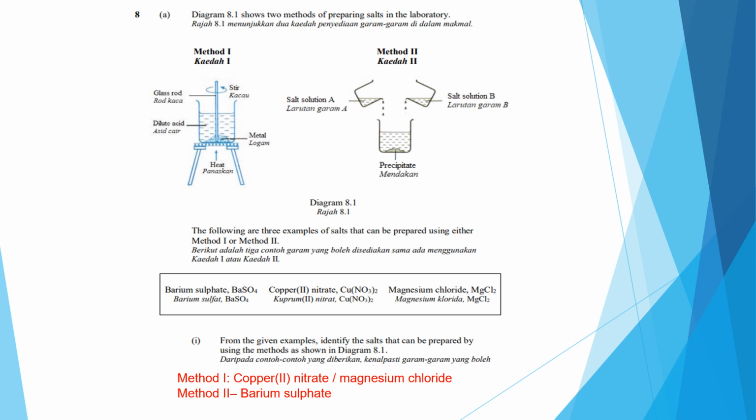For this question, we have to choose the method used for the example of the salt given. We know that method 2 is used for an insoluble salt. So we know that barium sulfide is formed from method 2 because it is an insoluble salt. For cuprum nitride and magnesium chloride, both are soluble salts, so they are formed from method 1.